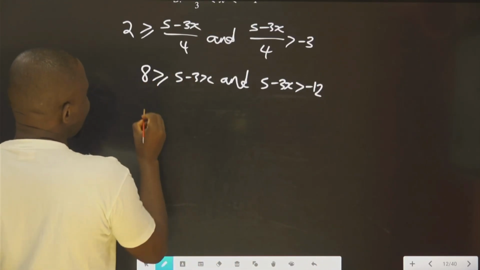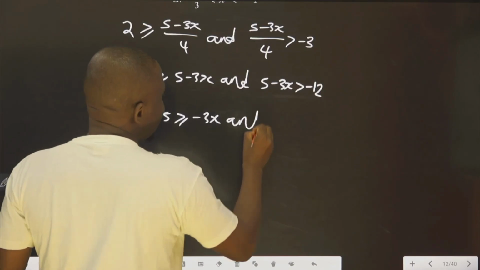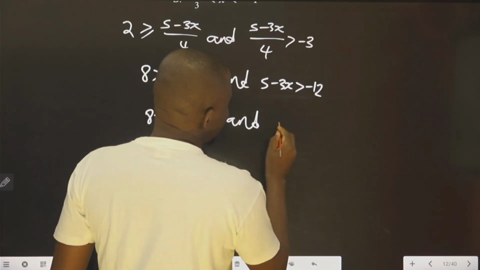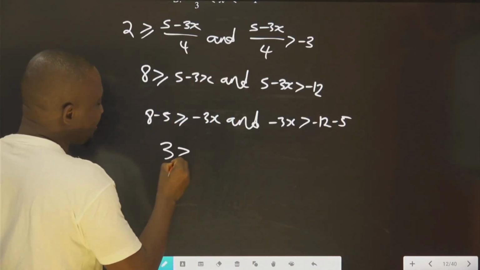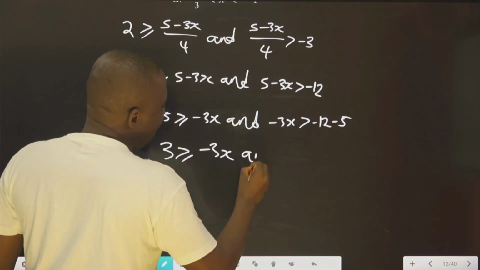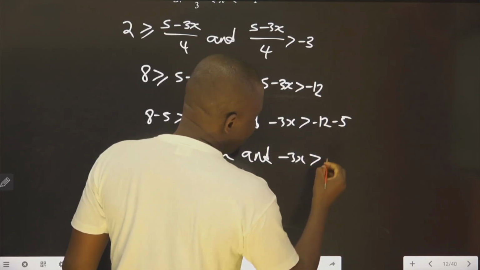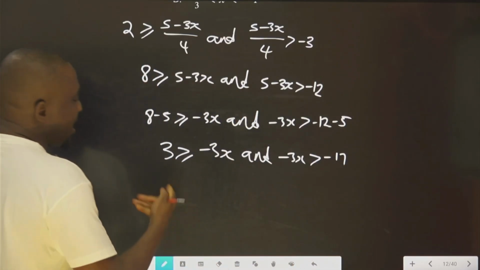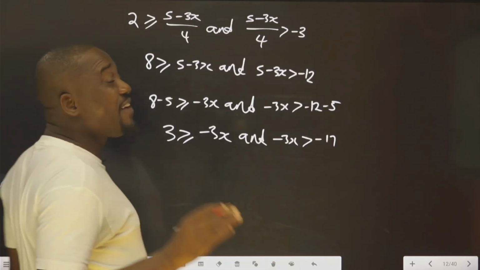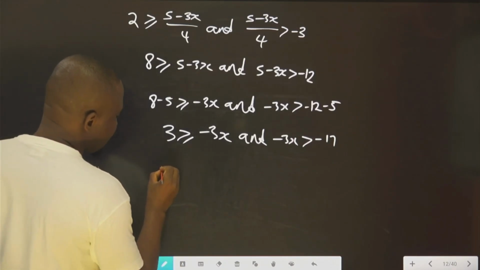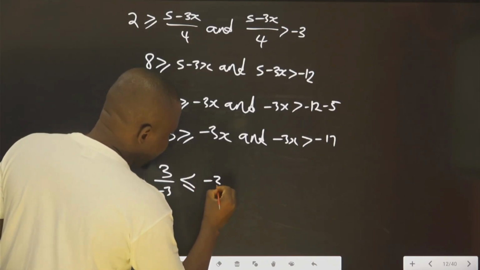I'm going to move 5 to this side to have 8 minus 5 minus 3x, and I'm going to move 5 to this side. That is minus 3x, minus 12 minus 5. Here we're going to have 3x here. Here we're going to have minus 17. Here, to have x alone, we divide both sides by minus 3. Once we divide by minus, this sign will change. That is 3 over minus 3. This will not change, okay? Because we are dividing by minus.